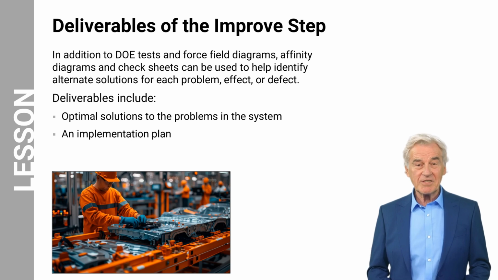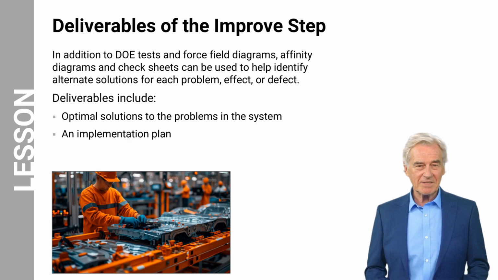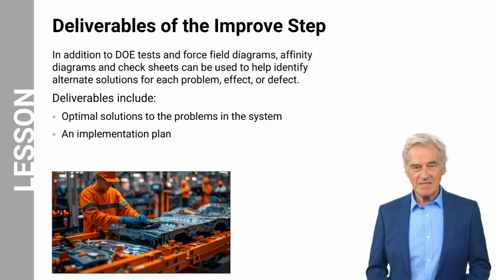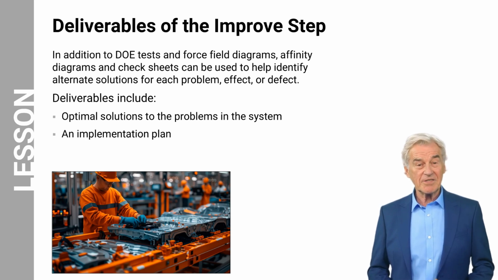The alternative solutions should be tested using design of experiments, force field diagrams, and methods discussed in previous steps like affinity diagrams and check sheets. By combining the results of the improvement tools, the best solution to each problem is selected. The team then must create an implementation plan with guidelines for how to integrate the improved solution into the existing system. The deliverables of the improve step include an optimal solution to the problems in the system and an implementation plan for each solution.